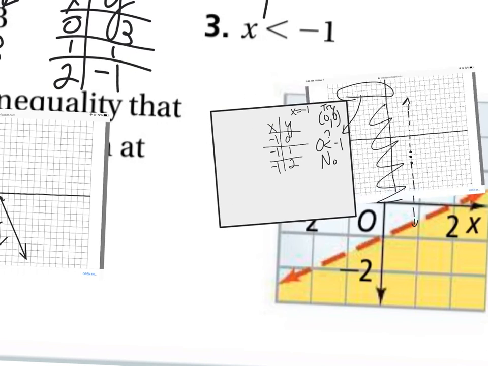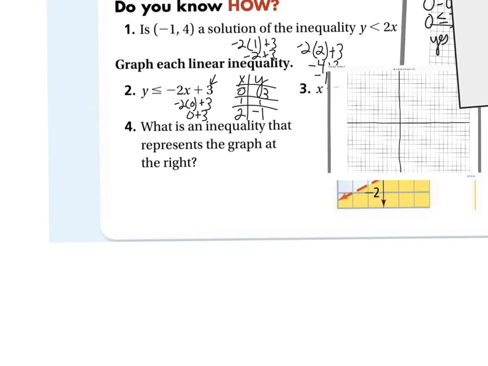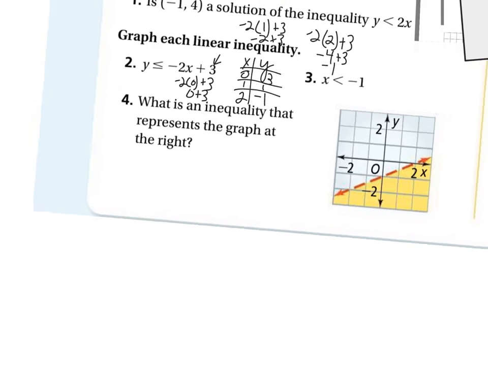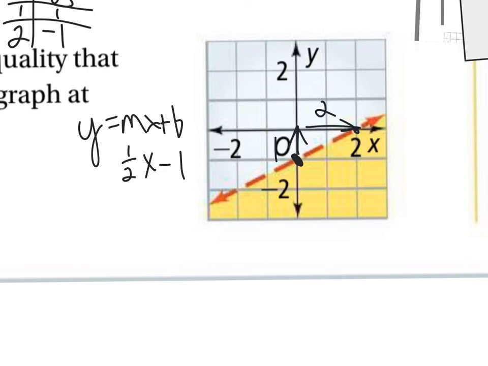If we look at number 4, they're asking what the inequality is that represents the graph. So again, we started with the graph and then they want the inequality. So if we want to figure out the line here, we want to look for our y-intercept, which is -1. We want to look for our slope. They're going by ones here, so we could go up 1 and over 2 would get us to another point. So our slope is 1/2.